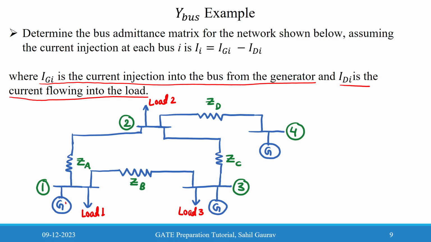You may write like here G1, G3, and G4, and these are the impedances of the lines connecting the buses. So 1 and 2 are connected by ZA, 1 and 3 are connected by ZB, 2 and 3 are connected by ZC, and 2 and 4 are connected by ZD, and there is no connection between 1 and 4, or 3 and 4. So there are no lines present between these buses.